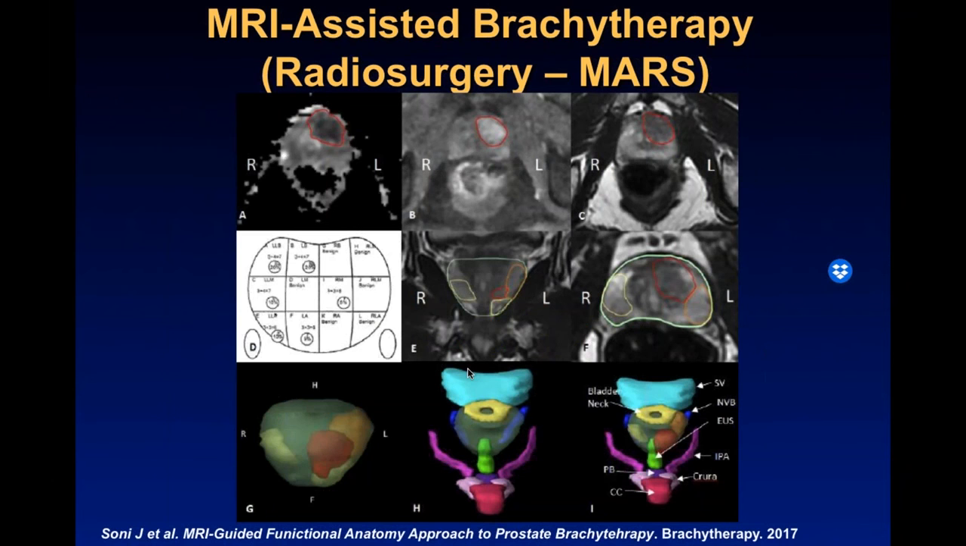So when we think about MRI-assisted brachytherapy or radiosurgery with MARS, really it is the opportunity to ensure that we know where the dominant lesion is. We surgically ablate it, radiosurgically ablate it, and then we aim to minimize the dose to the additional structures around and achieve the same PSA control rates.